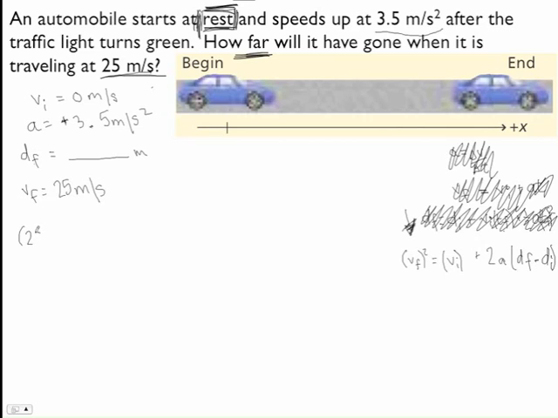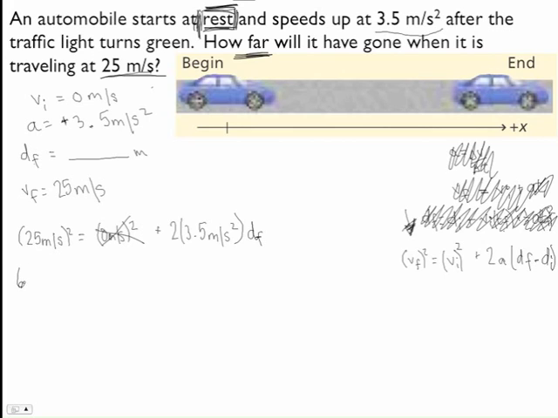And so that's how you can figure out which one you need to use. And so now I'm just going to plug in my numbers. I have 25 meters per second. This should be squared here, I'm sorry. We have initial velocity of 0 meters per second squared plus 2 times our 3.5 meters per second squared acceleration times our final distance. Okay, this initial one is 0, so we can get rid of it. This is 0, we can get rid of that.